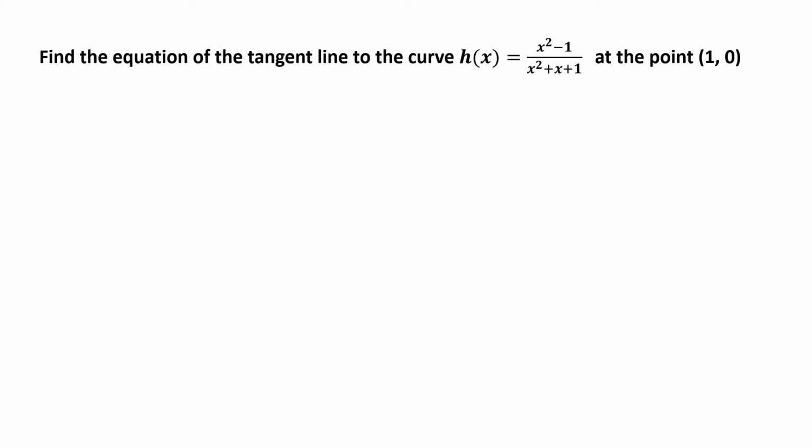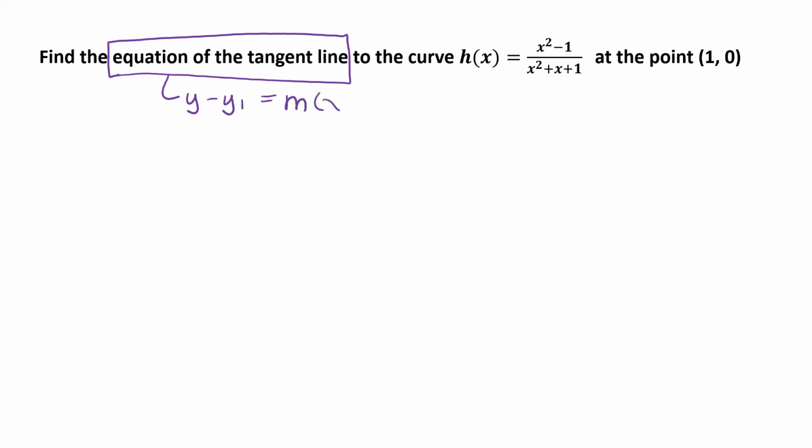If we're trying to find the equation of the tangent line, that means we're looking for y minus y1 is equal to m times x minus x1, where m is equal to f prime of x1, because the slope of the tangent line is equal to the derivative at that point.